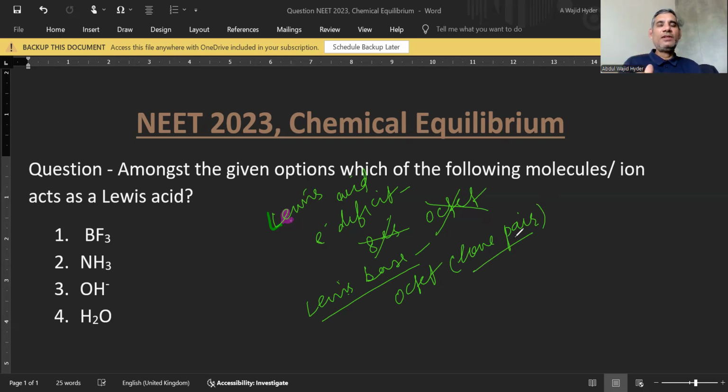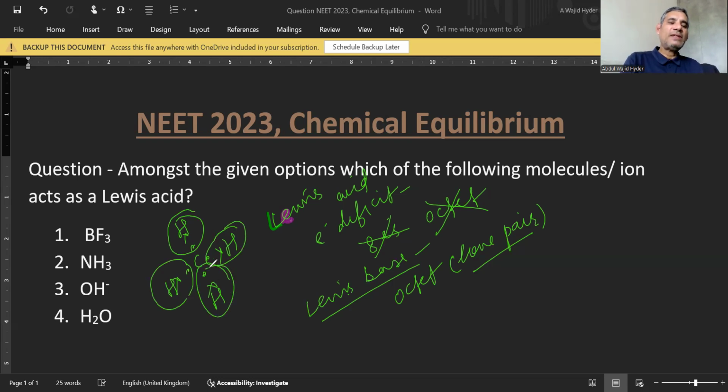See, if octet is complete, but lone pair of electron is not there, as in case of CH4, as in case of methane. This carbon is having 4 electrons and 4 hydrogen atoms will be sharing their 4 electrons with the 4 unpaired electrons of carbon atom. In this way, all the unpaired electrons of hydrogen as well as carbon will get paired.